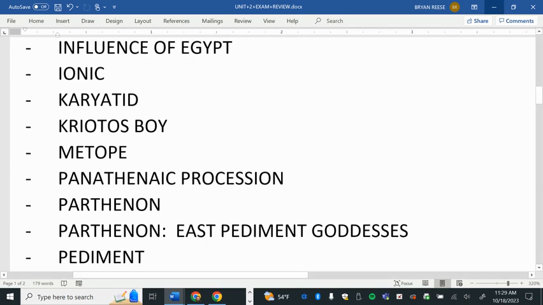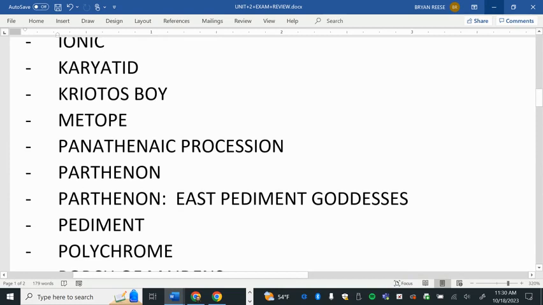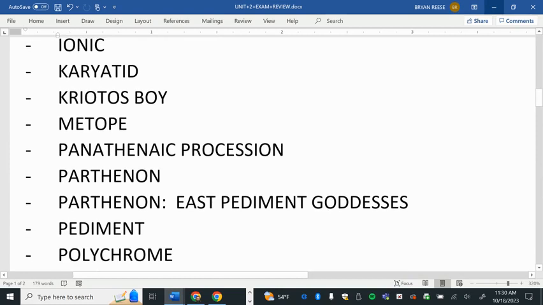You know what a pediment is? What shape is a pediment? Triangle. What direction do pediments face? They face two directions, east and west. Know what polychrome means?